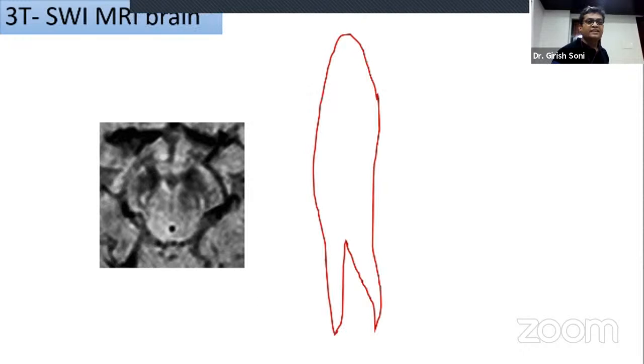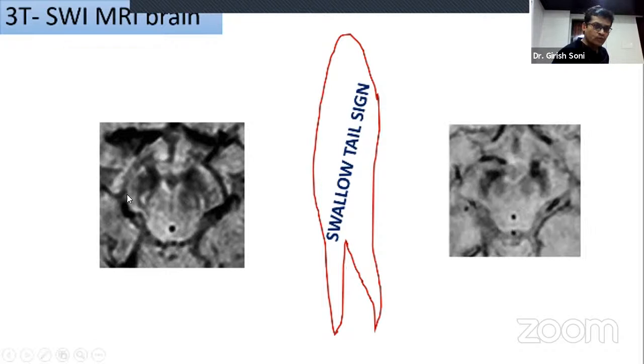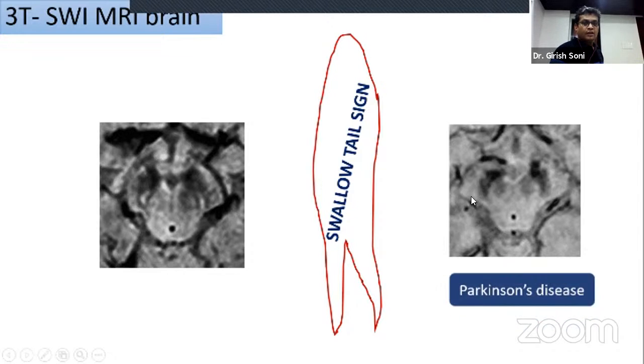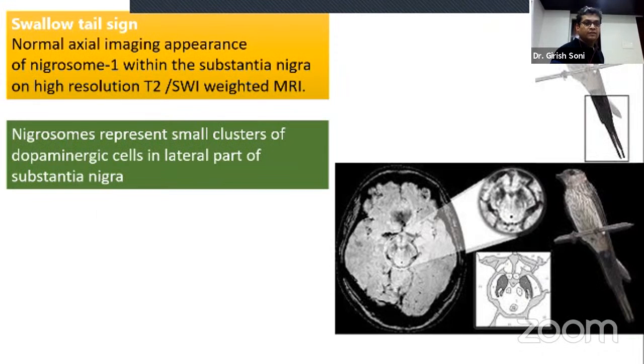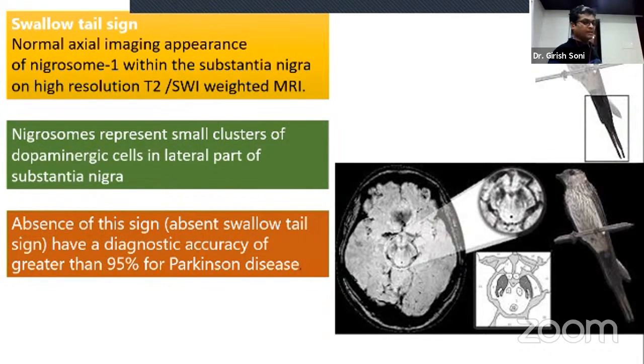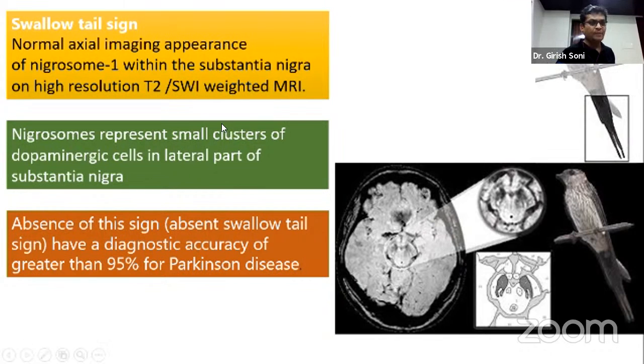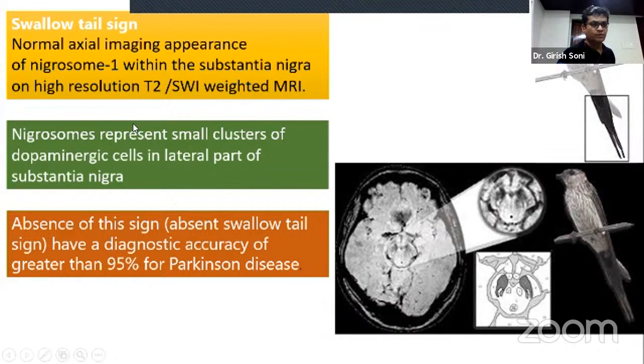So, 3 Tesla MRI SWI images of the substantia nigra. Normally because of nigrosomes, we get a signal on SWI cuts or T2 thin cuts in the lateral part of the substantia nigra. And this hyperintense signal disappears in a Parkinson patient. So this is called the swallowtail sign. Absence of the swallowtail sign is diagnostic for idiopathic Parkinson disease. This hyperintense signal is basically because of nigrosomes, which are small clusters of cells in the substantia nigra.